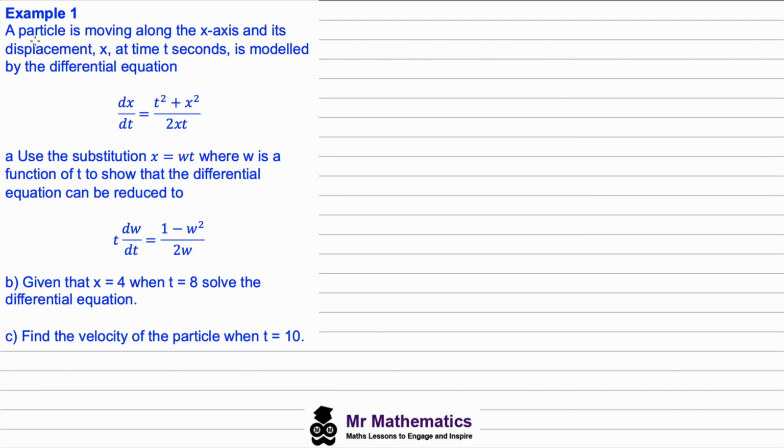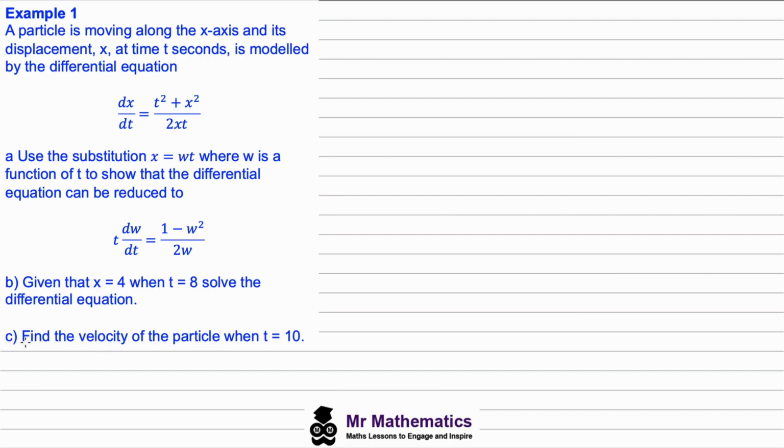So in example 1 we're told that a particle is moving along the x-axis and its displacement x at time t seconds is modelled by this differential equation. For part A, we've been told to use the substitution that x equals wt, where w is a function of t, to show that the original differential equation can be reduced to this form. Then for part B, we're going to find a particular solution to that differential equation, and for part C, we'll use that equation to find velocity.